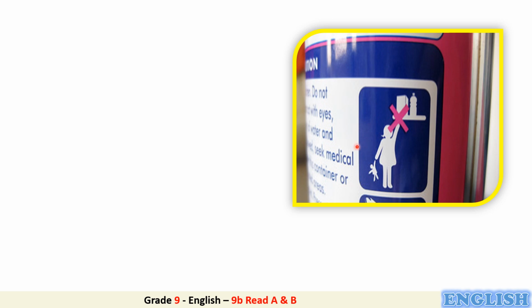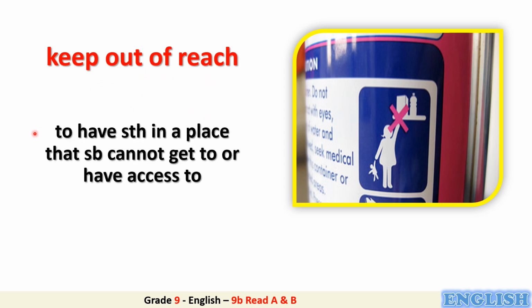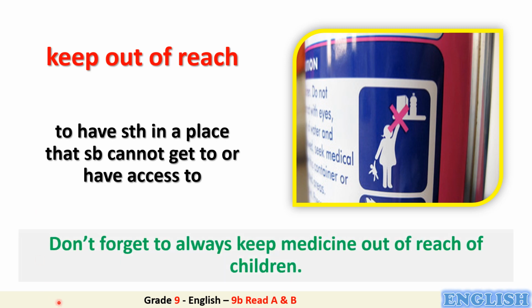In this picture, you can see this child trying to reach out for the box or the bottle, which might contain something dangerous. So we need to keep it out of reach of this child. This means to have something in a place that somebody cannot get to or have access to. For example, don't forget to always keep medicine out of reach of children.